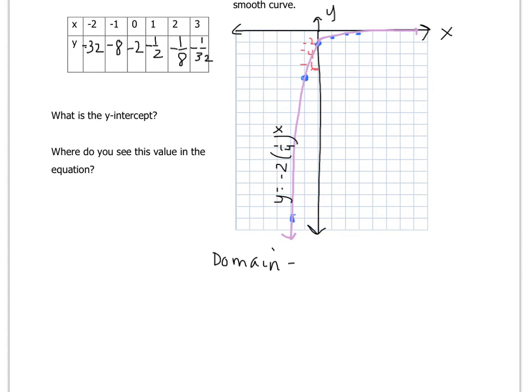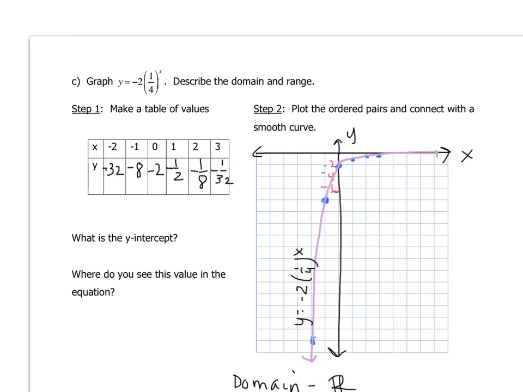For the domain, I can plug in any real number that I want. And for the range, I'm only going to get negative numbers. So my range is real numbers, but y is actually less than 0, because I won't get 0 and I won't get anything positive. All right, so now let's do this whole thing over here.